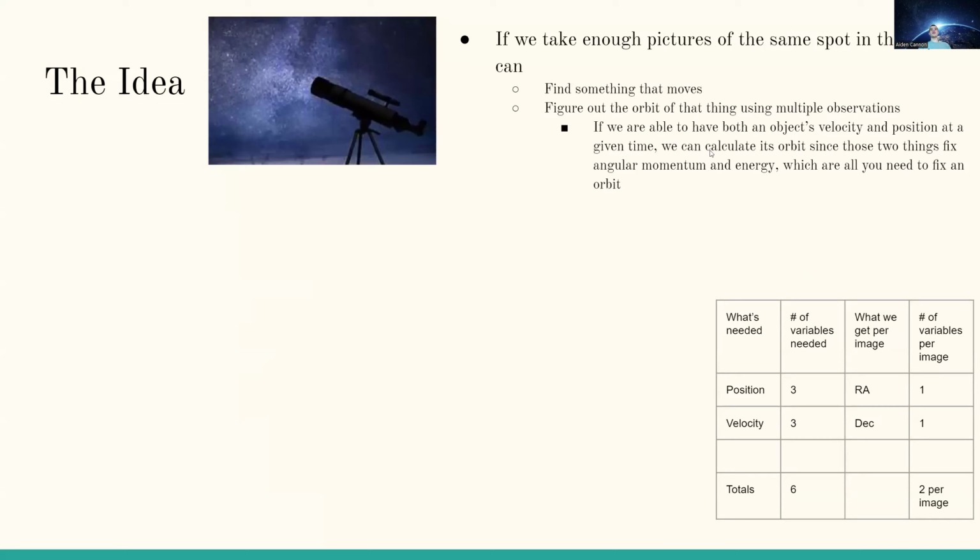And these observations will eventually give us the object's velocity and position at a given time, which is enough to fix the angular momentum and energy of the object. And that is all you need in order to fix the orbit.